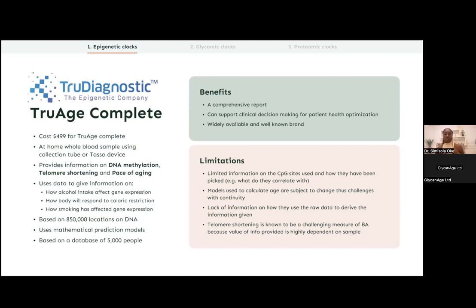The information provided can be really useful in supporting clinical decision-making for patient health optimization, but also, True Diagnostic is a really well-known brand and it's also widely available.